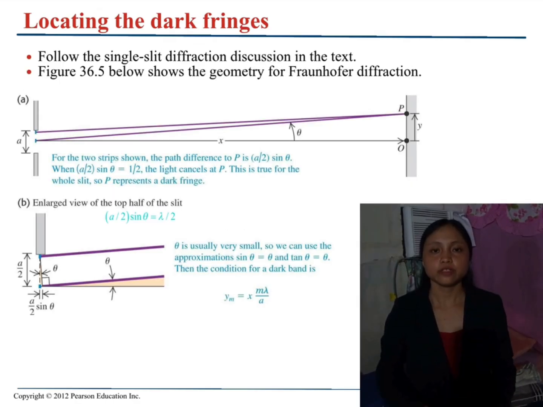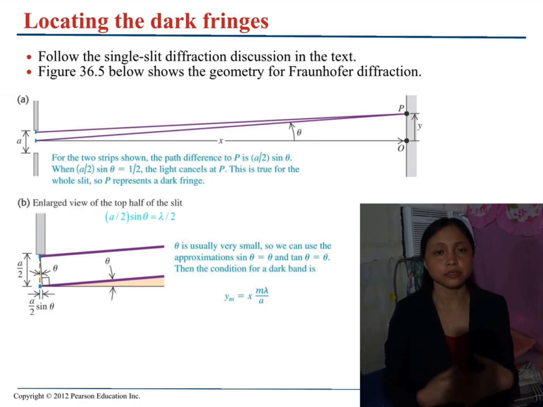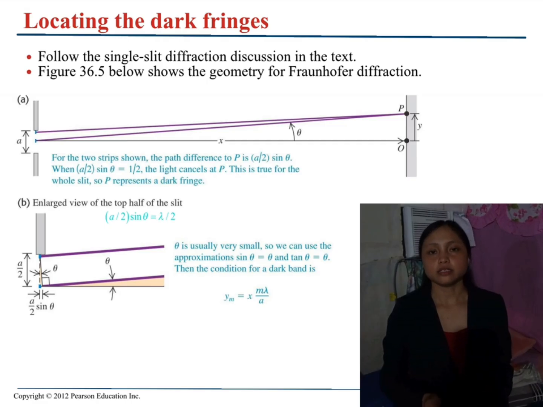To determine where dark fringes occur, we examine the interference between wavelets emerging from different parts of the slit. At certain angles, wavelets from one part of the slit cancel wavelets from another part. This destructive interference creates dark regions called minima.